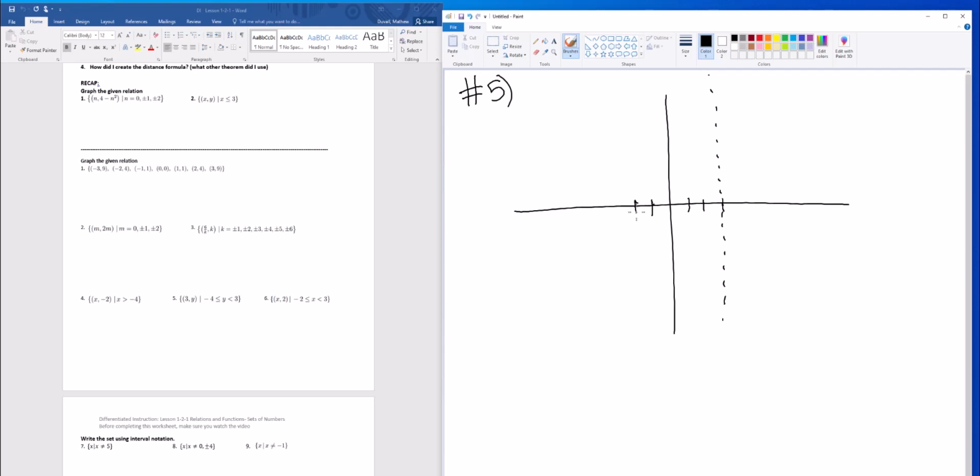So 1, 2, 3, 4, and +3. So my y value, 1, 2, 3, 4, and 1, 2, 3. So my y value inclusive, at 3 it's exclusive, and so this right here, this solid line, that's going to be my relation. Let's look at number 6.